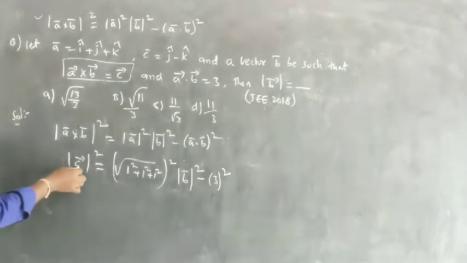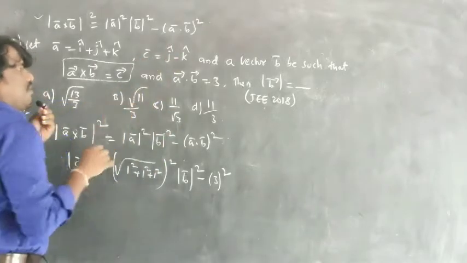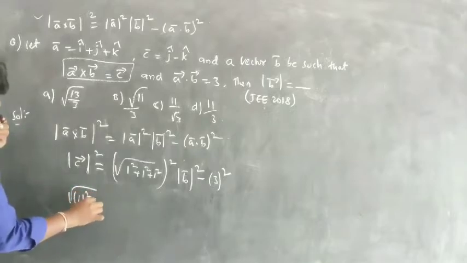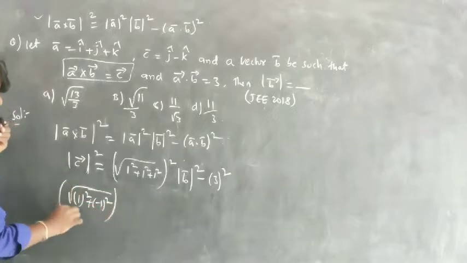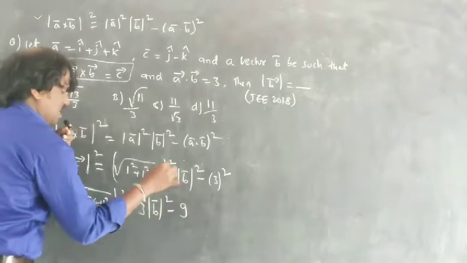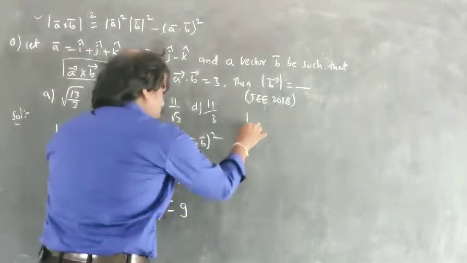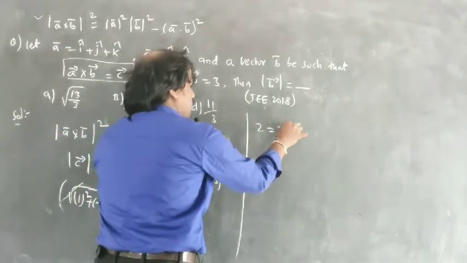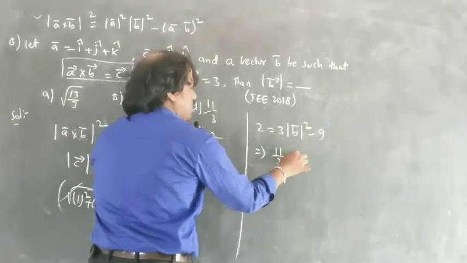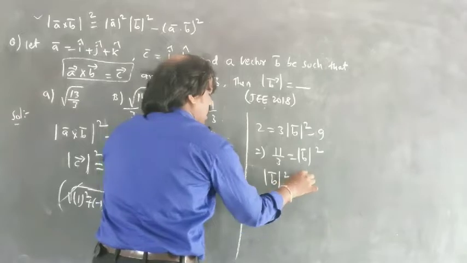See here, modulus of C. What is C vector here? j cap minus k cap. So modulus of that will be square root of 1 square plus minus 1 whole square, that whole square, which is equal to root 3 square, that is 3, into mod B square minus 9. The square and square root cancel. This value will give you 2. So I am going to get 2 is equal to 3 times mod B square minus 9. If I send this side, 11 by 3 is equal to mod B square. So mod B square is equal to 11 by 3.